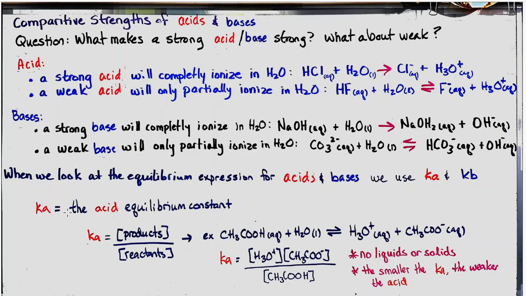So when we look at an equilibrium expression, and we've seen a lot of equilibrium expressions for acids and bases, instead of Ksp or Keq, we use Ka for the acid equilibrium constant, and that's basically the concentration of the products divided by the reactants. Remember, we don't use liquids like water in there, and so we just have this. And the smaller the Ka is, the weaker the acid, basically, which means it's going to favor the reactants. And vice versa, the larger the Ka is, the stronger the acid is, and the more it favors the products, especially the hydronium ion.